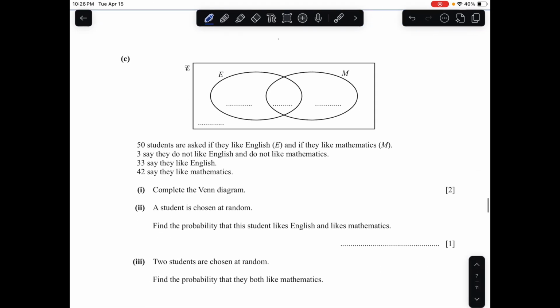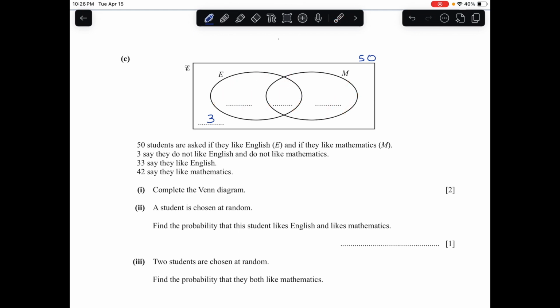Part C, this is one of the typical questions that you can expect. 50 students are asked if they like English and if they like maths. 3 students say that they do not like English and they do not like maths. 33 say that they like English, 42 say that they like mathematics. Alright, so we have 50 students here. We need to complete the Venn diagram. We can see that there are 3 students who do not like either English or maths. So that's going to go outside. So how many will go inside here? It is going to be 50 minus 3, which is 47.